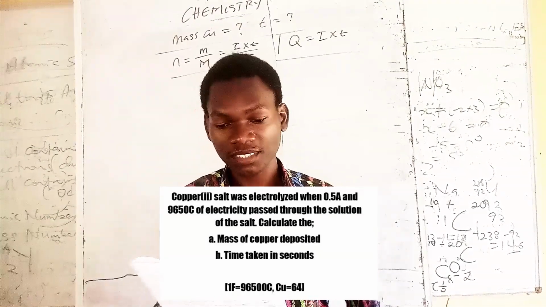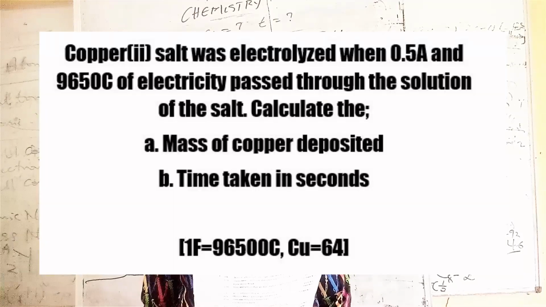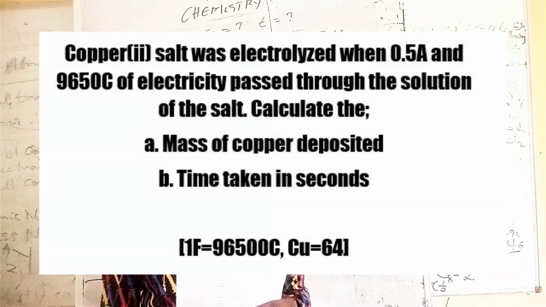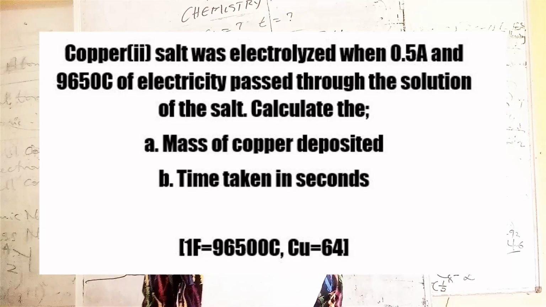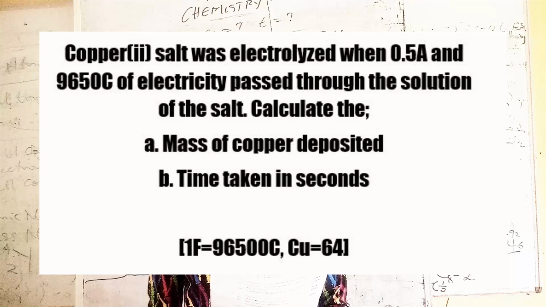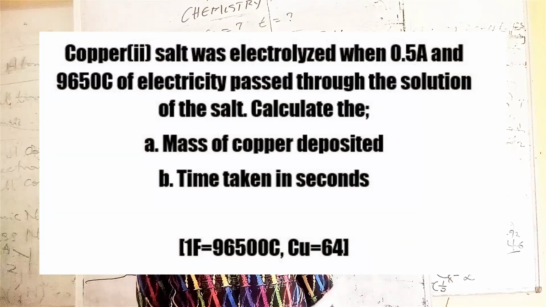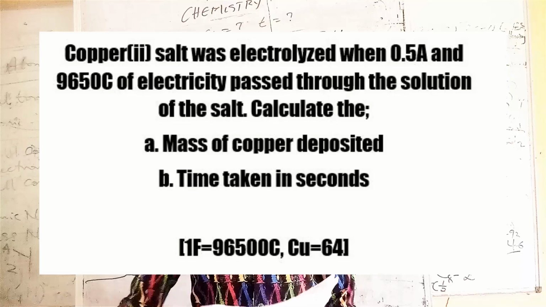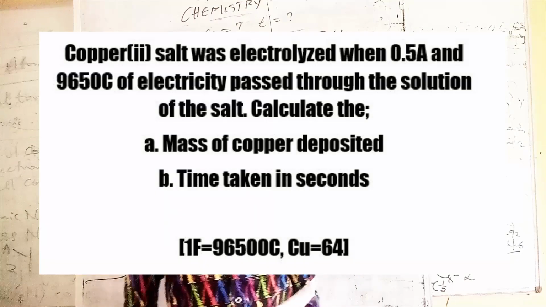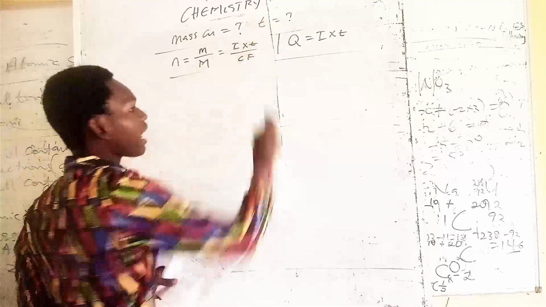The question is, a copper 2 salt was electrolyzed when 0.5 ampere and 9,650 coulombs of electricity passed through a solution of the salt. We are asked to calculate A, the mass of the copper that was deposited, and B, the time taken for that electrolysis. Very easy. We are asked to calculate for the mass and the time.